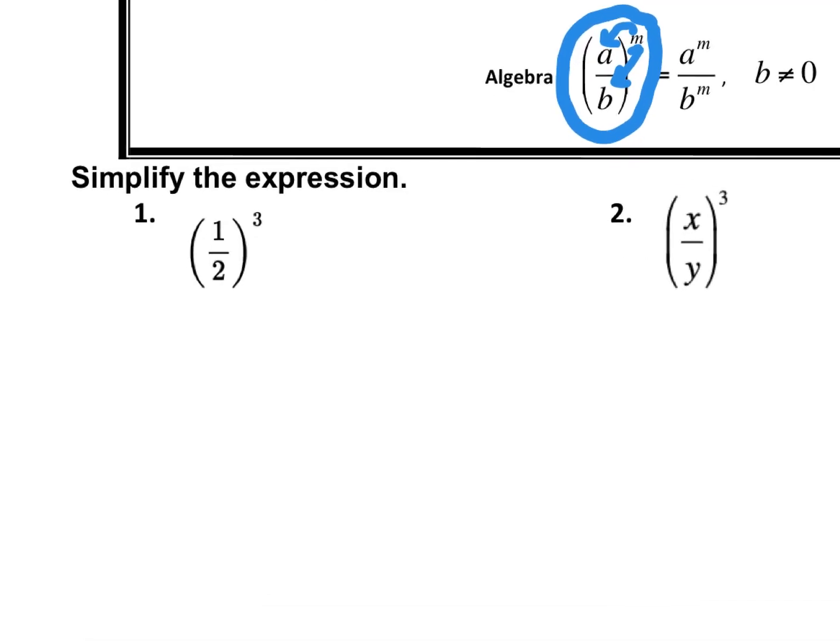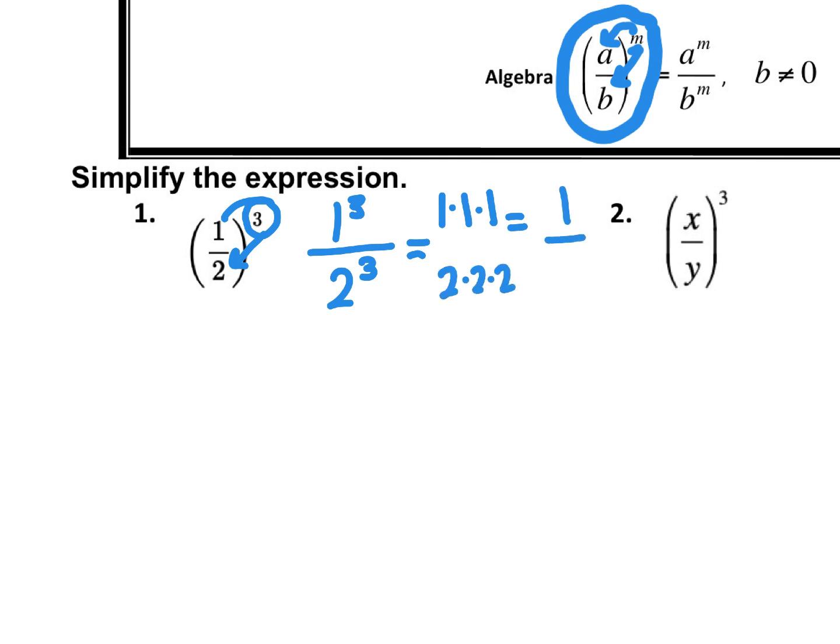So for our first problem over here, we're going to take the exponent of 3 and put it onto the 1, making 1 to the 3rd power, and put it on the 2 and we get 2 to the 3rd power. You could leave the problem like that, or you could calculate that 1 times 1 times 1 equals 1, and in the denominator 2 times 2 times 2 is 8, and you could put 1/8.